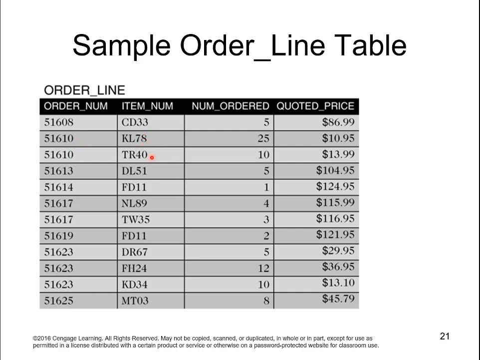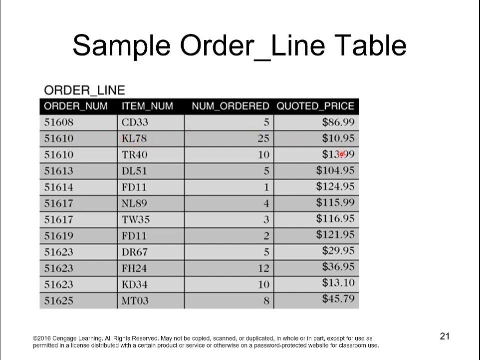Of course, they're different items, and this is how we know that these lines are unique, because we've got an order number and an item number that make them unique. Because you wouldn't have an order number, let's say 51610, item number KL7825, and then the price, and then have another row of the same item number and another number ordered. You wouldn't do that. You would just wrap it all up into one line. So that's why this order number and this item number make this row unique.